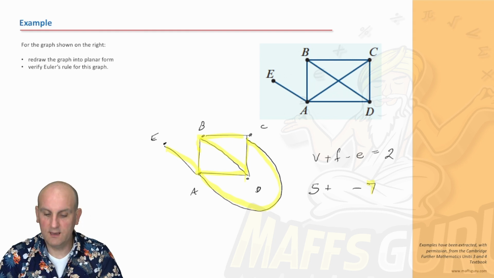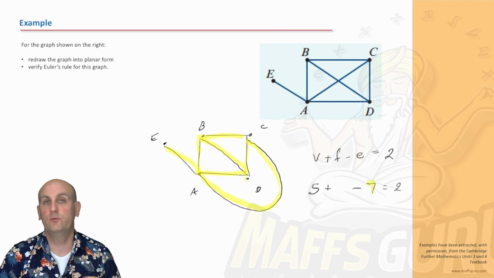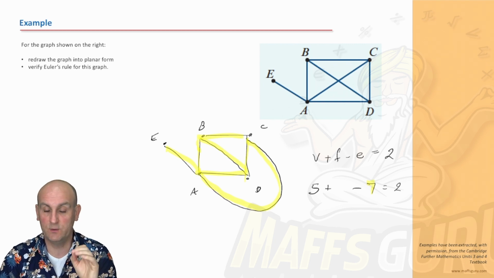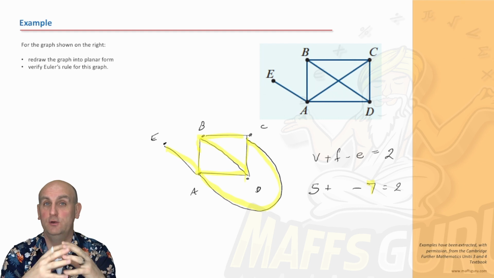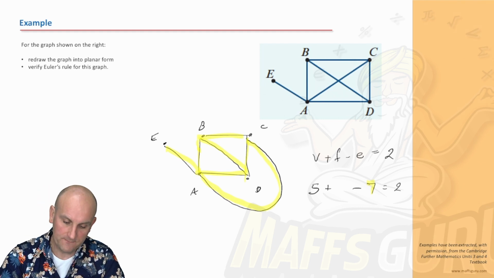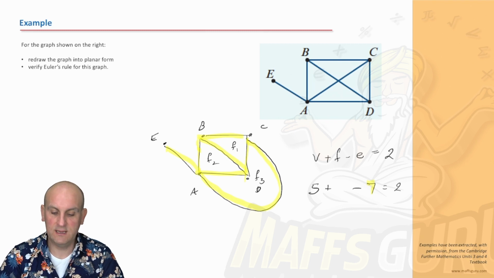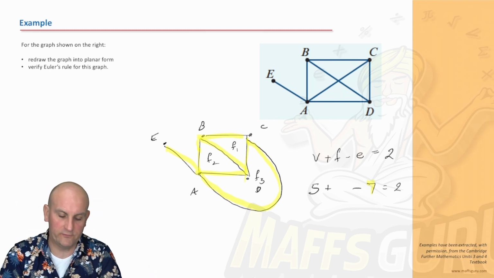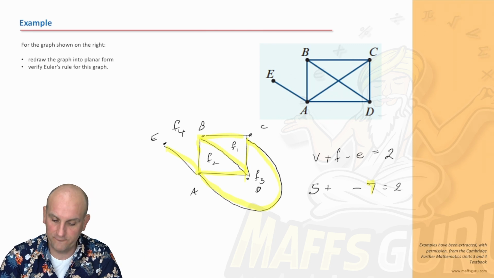I'll do that, not in highlighter. Now, whatever happens, that's got to equal 2. Now again, this part here is where we do the faces. So what are the faces? Those are those enclosed sections. So we've got one here, so there's F1, F2, F3, and all the way outside, F4. So there are 4 faces.